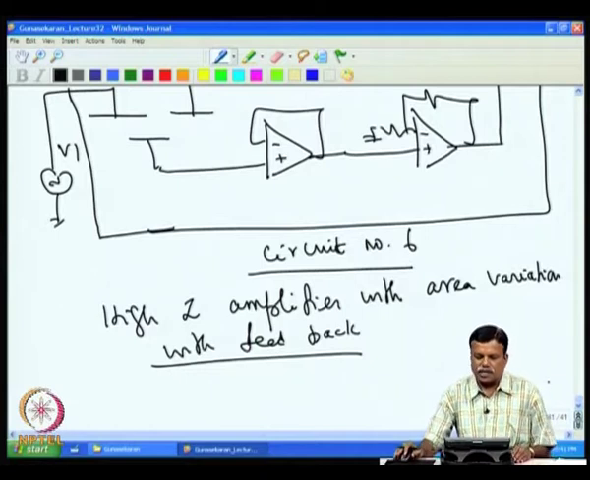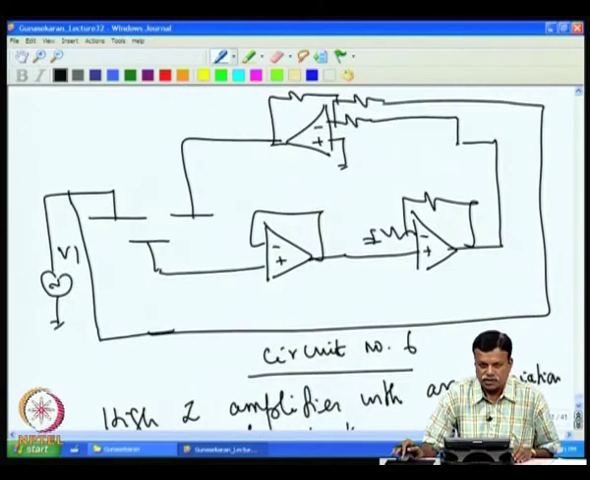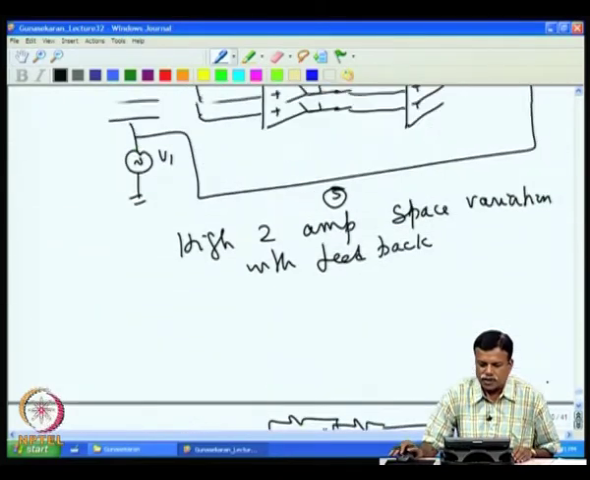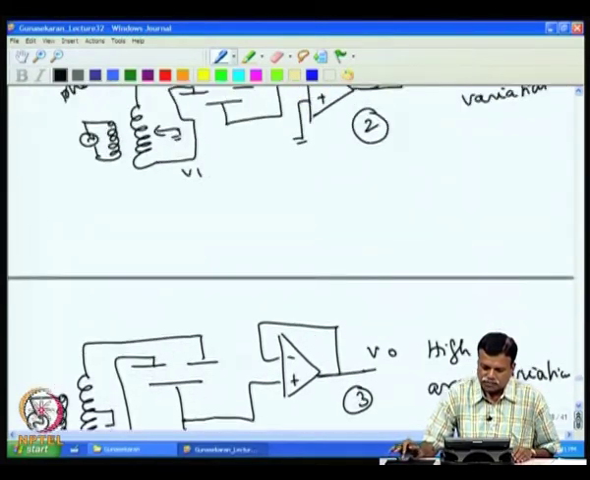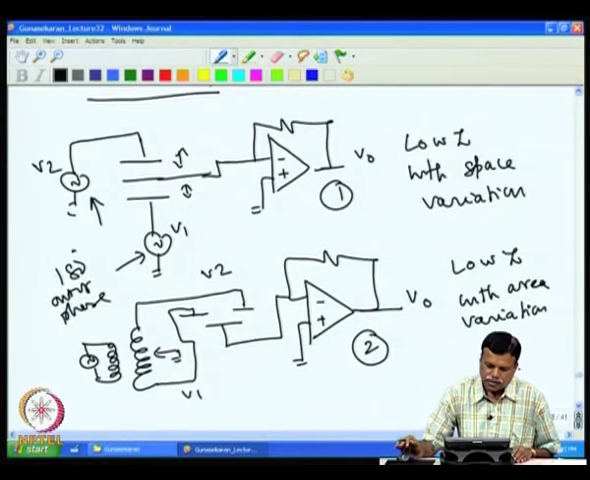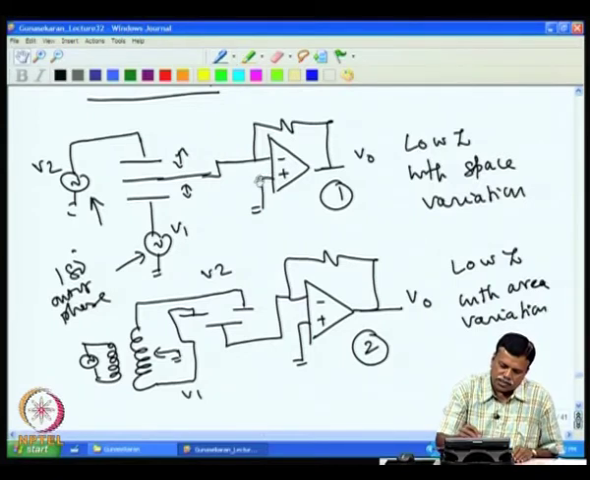Now, we will see about the other two circuits afterwards, that is, the low Z amplifier with feedback, and what effect it has, because it may not be required in the real application. If we take the low Z amplifier, that is our circuit number 1, we are calling it low impedance because we are giving the input to the non-inverting input. This is at ground potential, and since this is at ground potential, this is also at ground potential, so we call this a low Z amplifier.